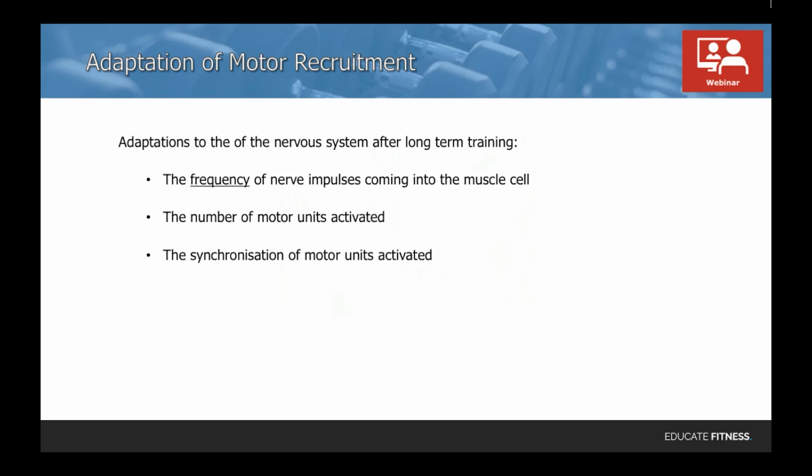The second point here, the number of motor units activated is going to improve. I'm going to use an example here, bench press. You're lying down on your back, you've got a big barbell above your chest. So you're doing bench press, barbell over your chest, and you're performing reps.